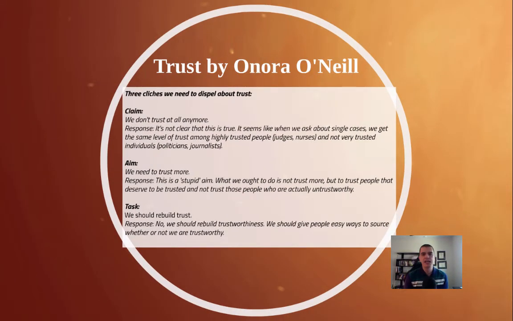So as I said in the beginning, I wanted to include this piece on trust by Onora O'Neill because I think it has a lot to do with how we identify people as peers. So you might think that in order to identify someone as a peer, we need to be able to properly assess how trustworthy they are or how reliable they are at forming true beliefs. So she's responding to what she sees as three cliches that we need to dispel.